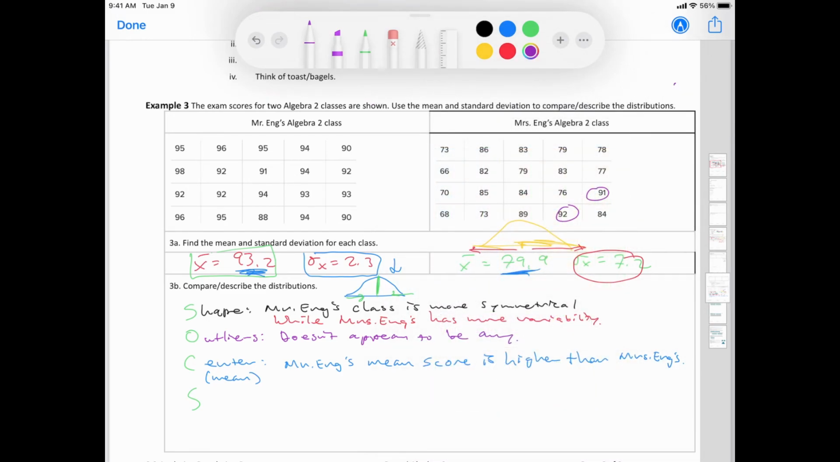What is our spread? And our spread is our standard deviation here. Who has a higher one? Mrs. Ng's class has a higher, or you call greater. So these are my words that are comparing. It's about the same. You can say less. It's greater. Greater spread, which is our standard deviation, than Mr. Ng's.